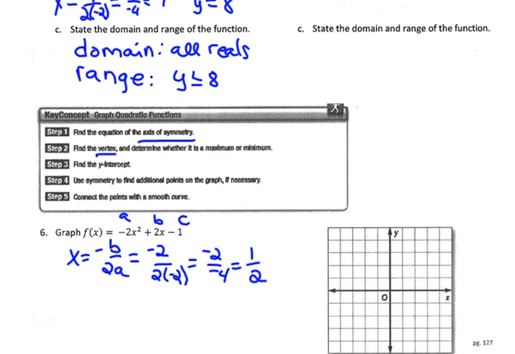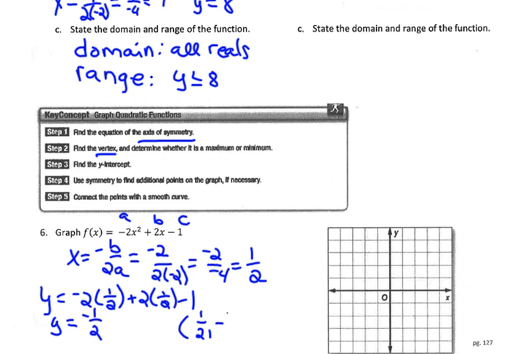Then we have to find the vertex. The vertex is when we take this and put it into our equation to figure out what y is going to be. So I'm going to have negative 2 times 1/2 squared plus 2 times 1/2 minus 1. And when I did that, I got negative 1/2. So I know that my vertex, my turning point, is at 1/2, negative 1/2. Find the y-intercept. Your y-intercept is C. So my y-intercept is going to be 0, negative 1.